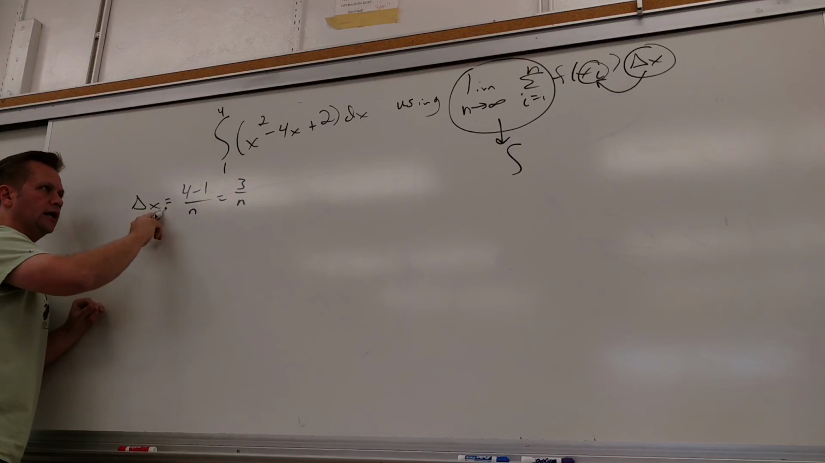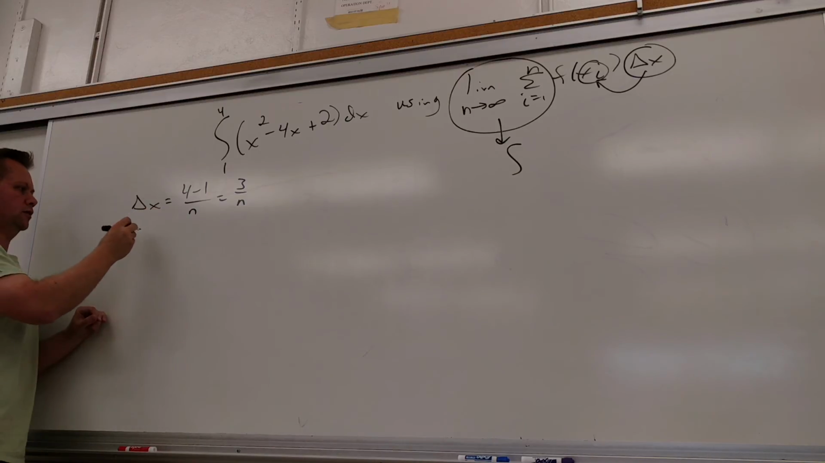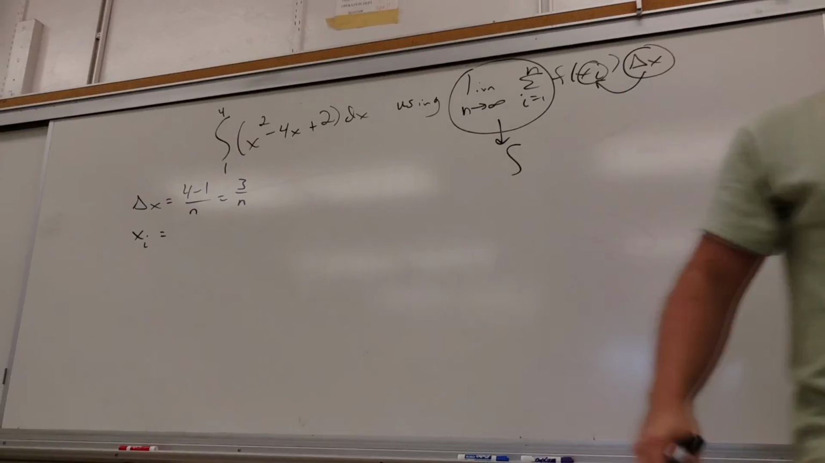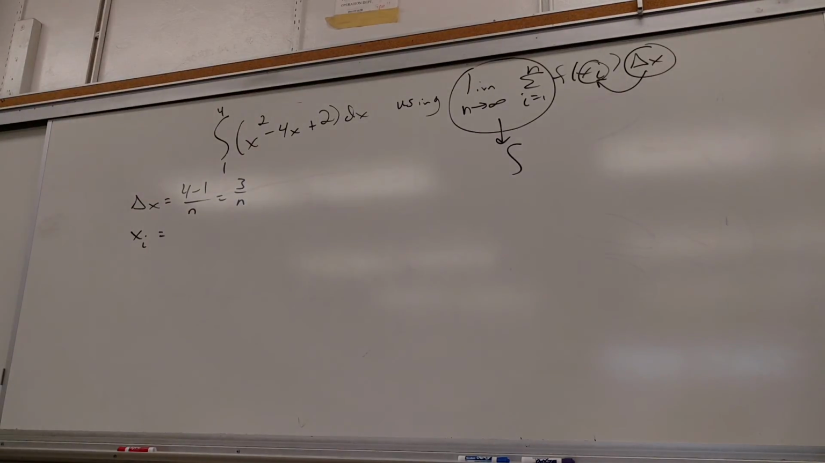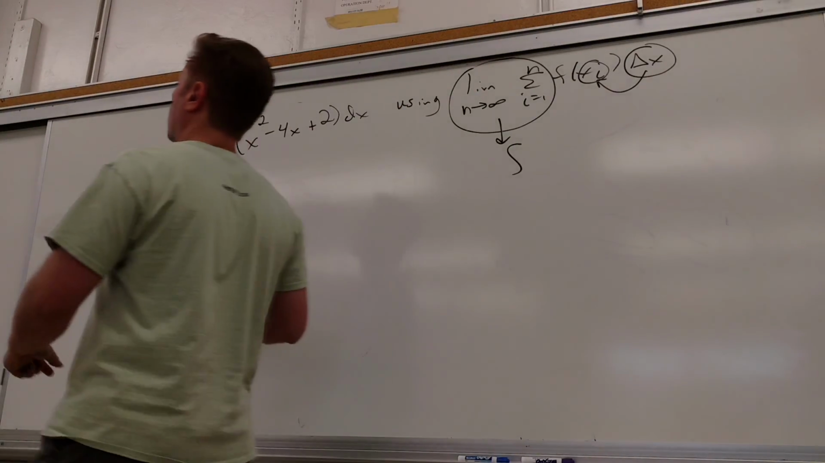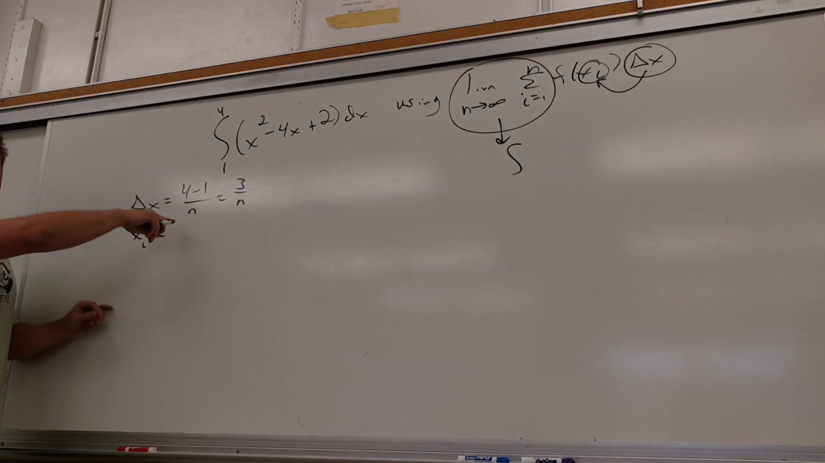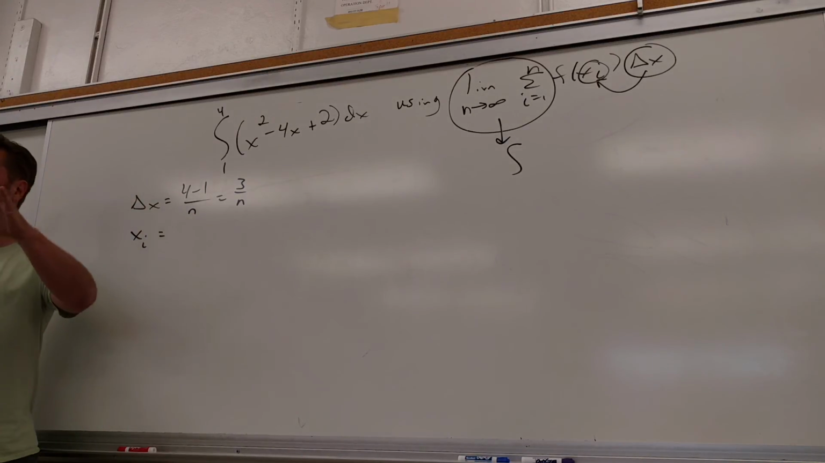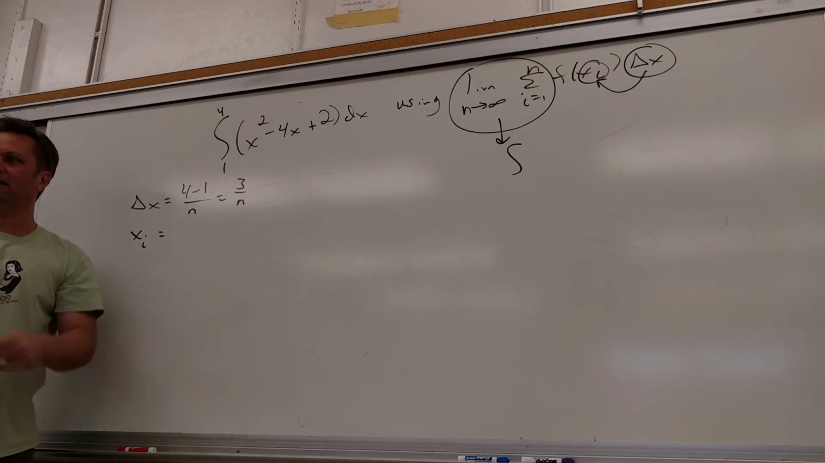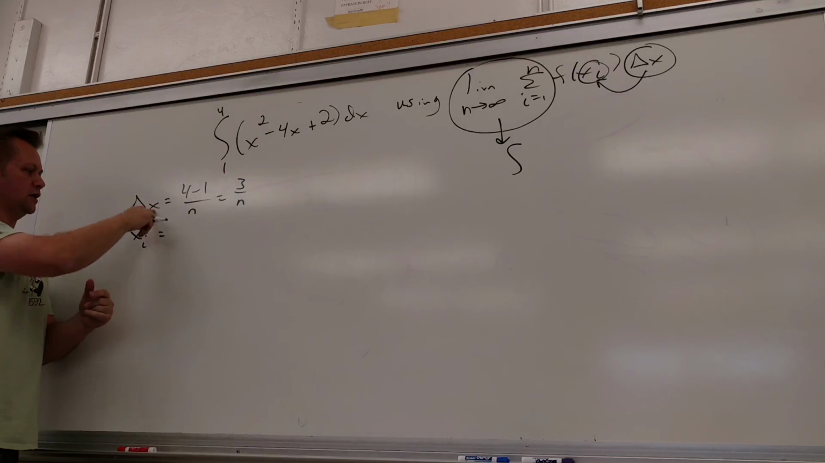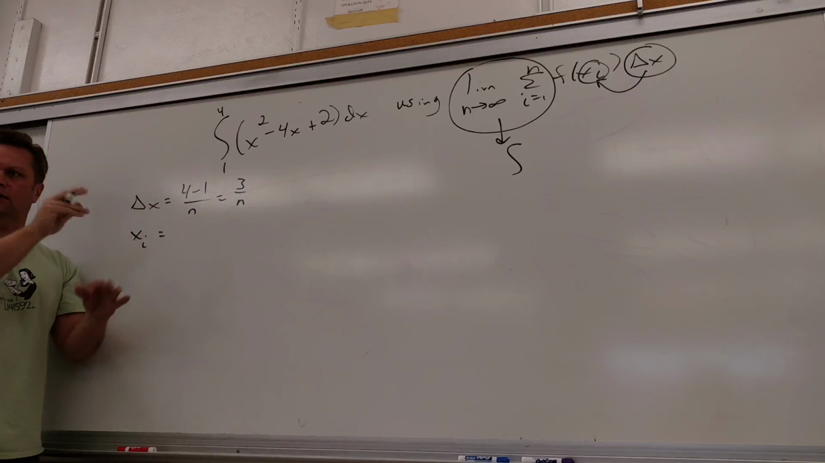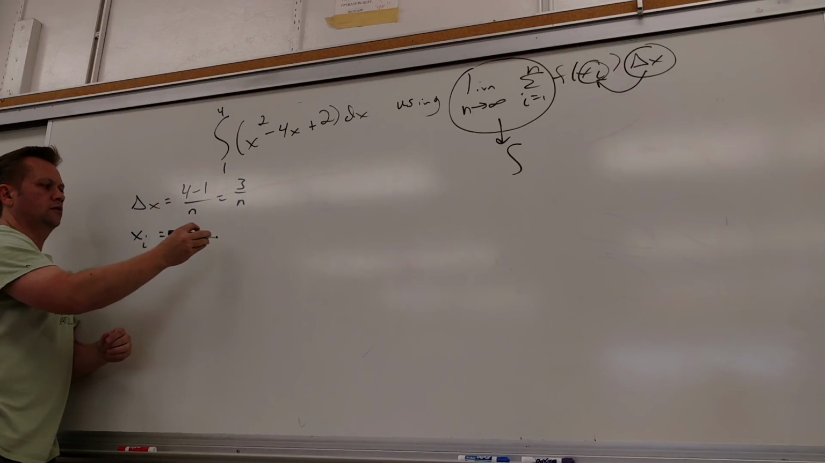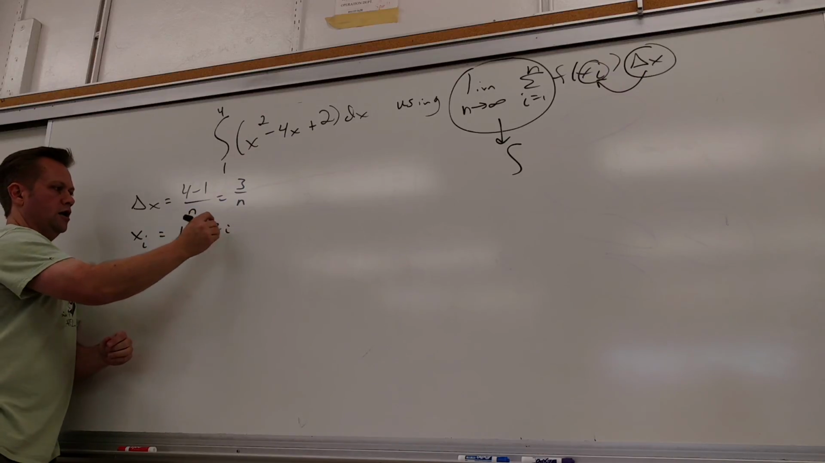Now that I got delta x, what can I write an expression for? xi. So a plus delta x times i. So a here is what? A is 1. Unfortunately, it happens to be 1 again. But we're beyond that, right? It could be anything. It's only going to change the delta x and the xi. It's not going to change anything else. So xi would be 1 plus 3i over n.